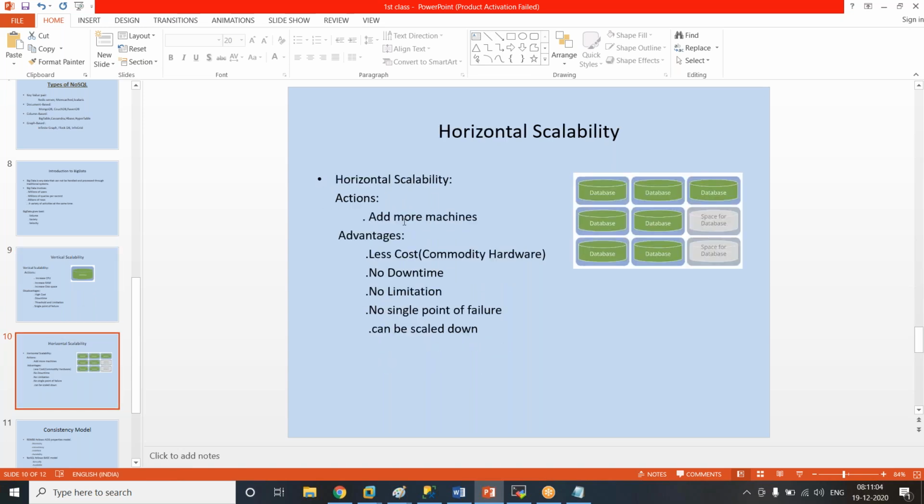And that is the RDBMS model. This is the NoSQL model. These are all horizontal scaling. Add more machines, not more CPU and memory. It's more machines and less cost. Runs on commodity hardware, no downtime because multiple servers are there. No limitation of the data. No single point of failure.